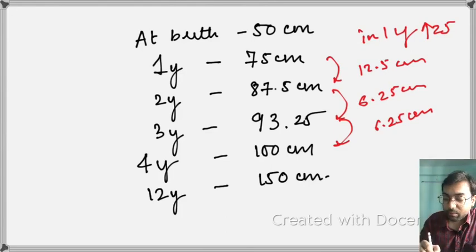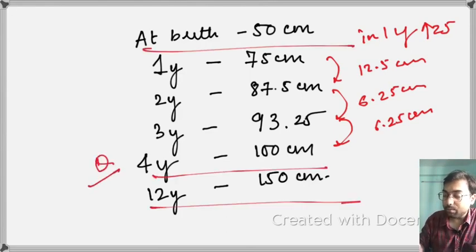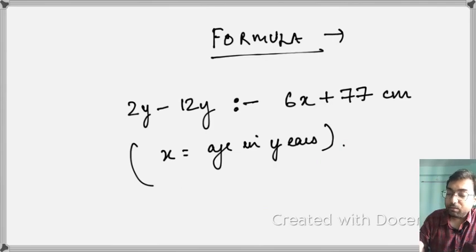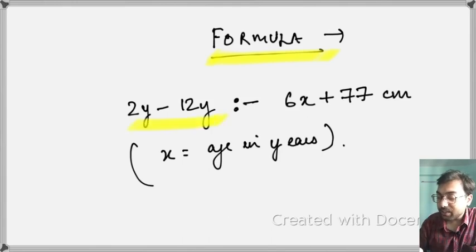So at 4 years the length is double, and at 12 years it is triple. From 50 it becomes 100, and then it becomes 150. Moving on, there is another formula for calculating height. For children from 2 years to 12 years, the height is 6x plus 77, where x is the age. So just put in the age of the child, for example 2 years: 6 into 2 plus 77, so 12 plus 77. It would be around 89 centimeters.